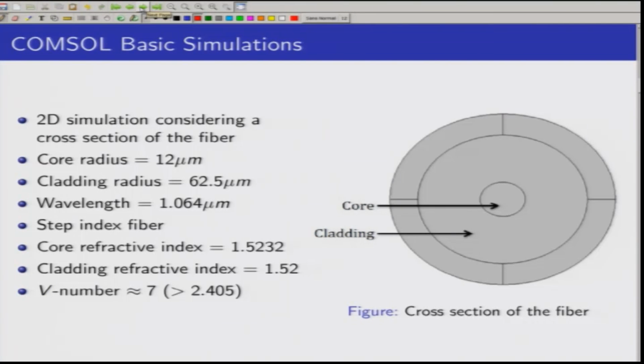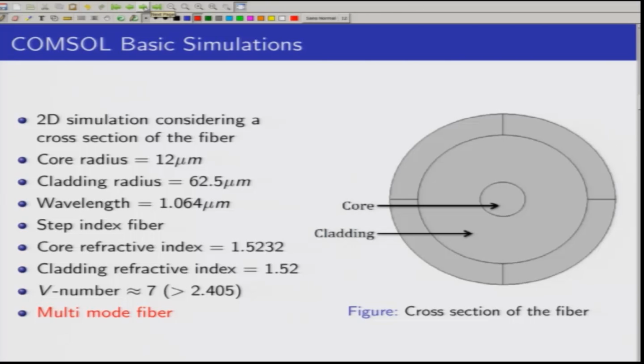Hoping that you have calculated the V number, let us see the results. The V number for this fiber is approximately equal to 7, which is definitely greater than the value 2.405 that we discussed in the earlier slides. Hence, we can say that this is a multi-mode fiber.